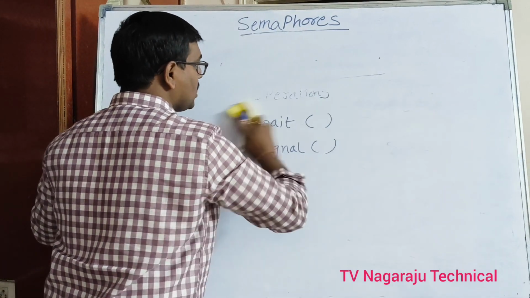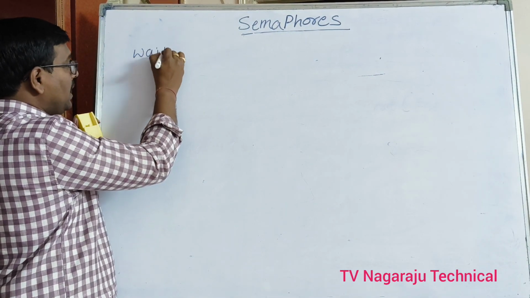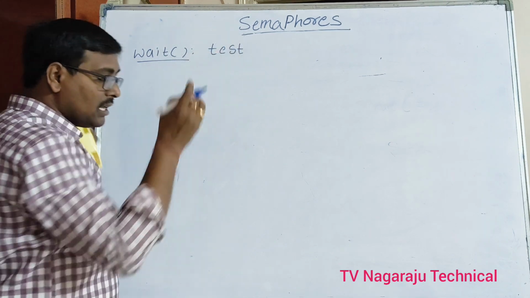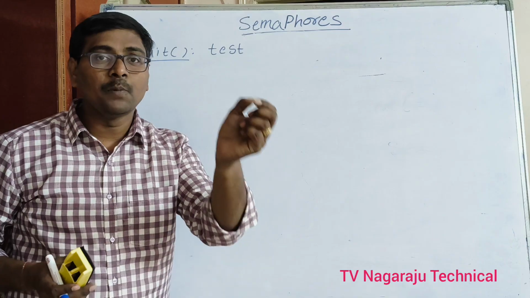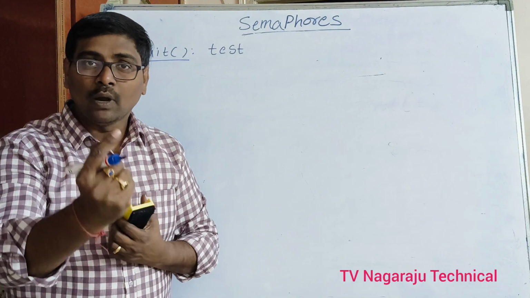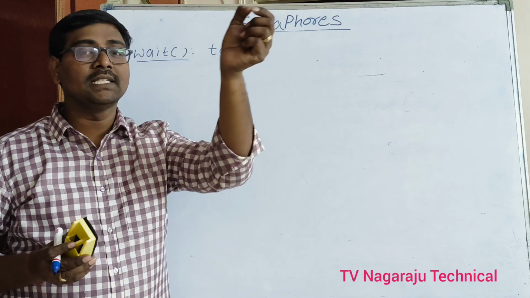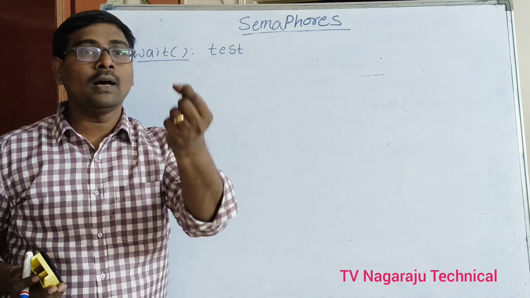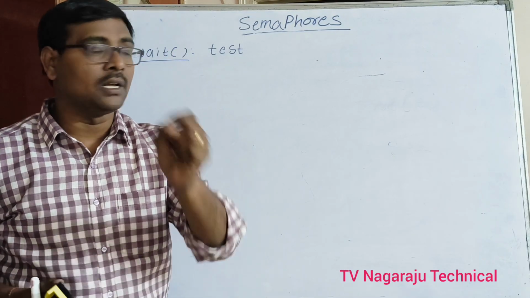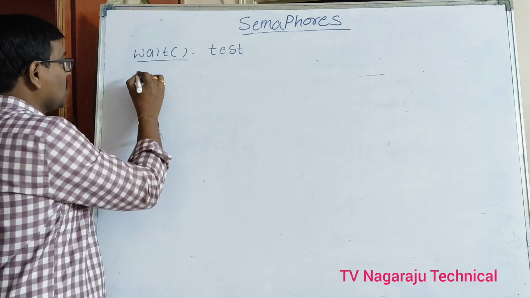Now move step by step. First, coming to the wait operation. Wait is called testing. That is, to test whether any process is in the critical section or not. Why? Only one process is allowed to enter into the critical section. If any process is already in the critical section, no other process is allowed. That is the reason you first need to test. For testing purposes, we are using the wait operation.